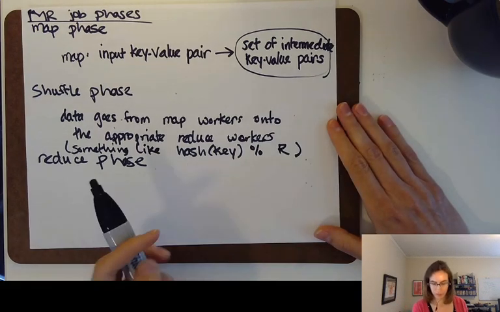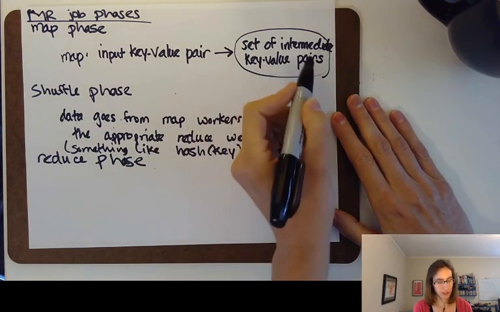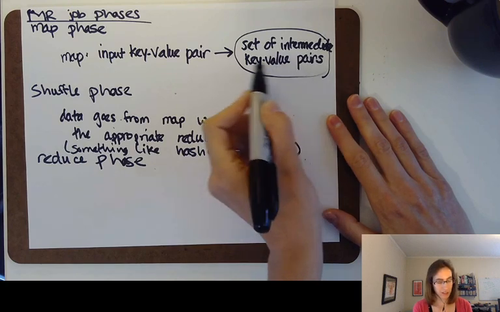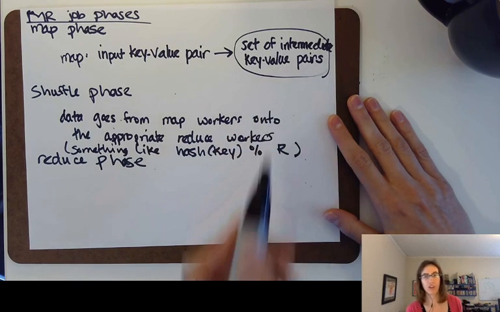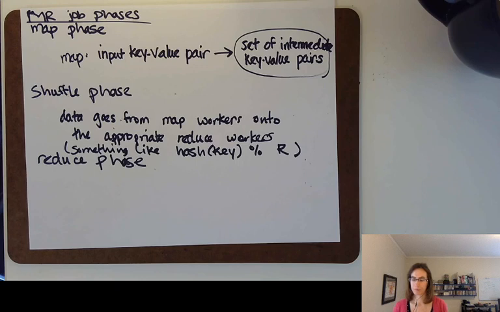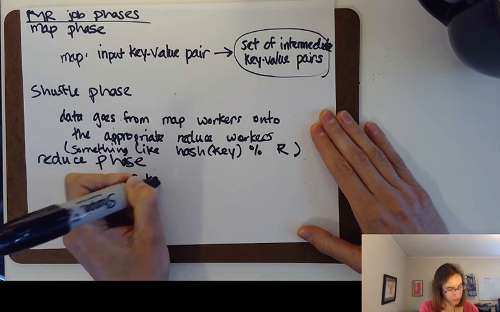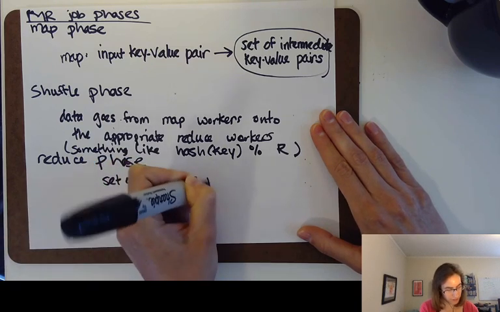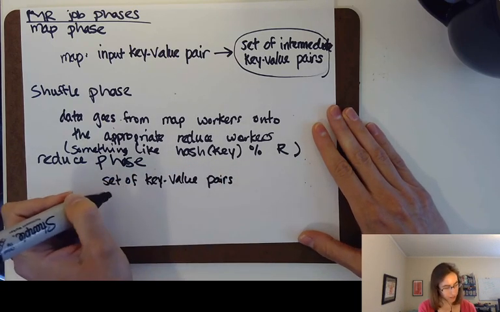So the reduce workers, they're each going to have their own partition of the data, right? The data that got hashed onto them. So every one of these intermediate key value pairs that had the same key is going to end up on the same reduce worker, right? And it's the job of the reduce function to put them together. So we could say that it takes a set of key value pairs with the constraint that all the keys are the same.